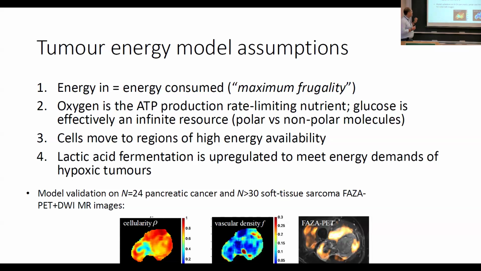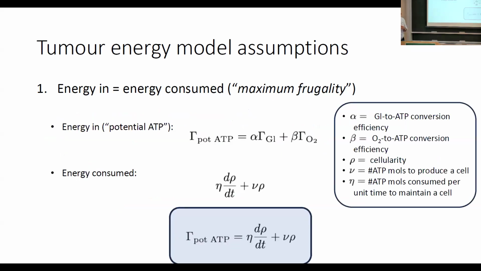I'm going to put all this together into a model, which I'm then going to validate on diffusion weighted images that are acquired concurrently with hypoxia PET imaging. This is a relatively small sample size because this is very expensive and very difficult to accrue patients to, but we have about 54 patients for whom we have these data sets.